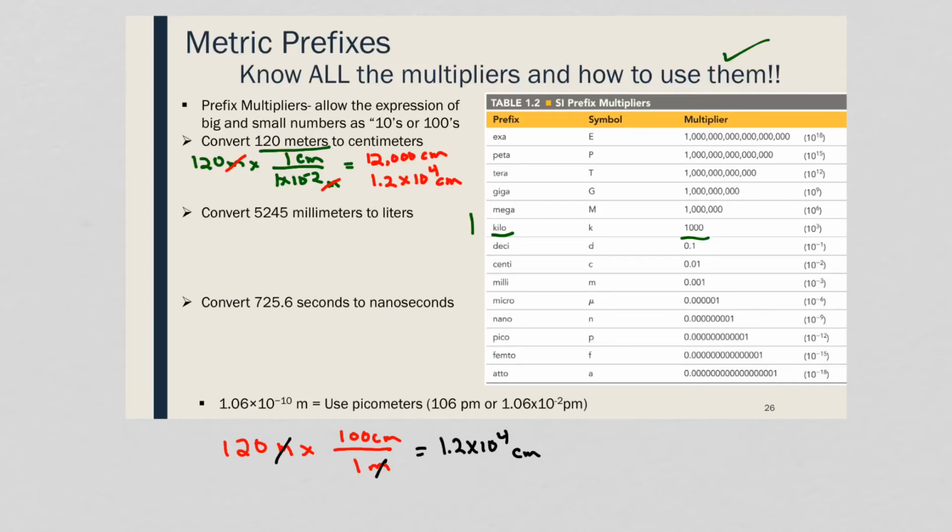So let's look at a couple more examples. So we have 5,245 millimeters.